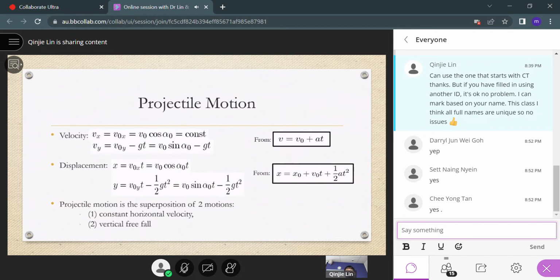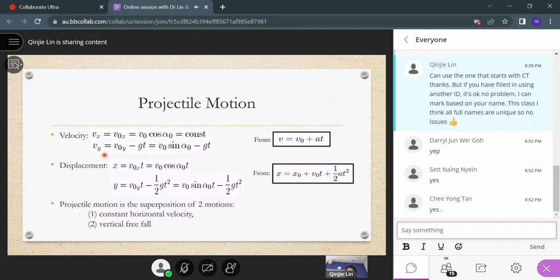So from that, we can see that the velocity equals v naught x, which we derived just now, right? It is actually a constant. Because remember, we say in the x direction, the velocity throughout will not change. So the velocity throughout is just a constant. It will be this value until it stops, until it hits something.